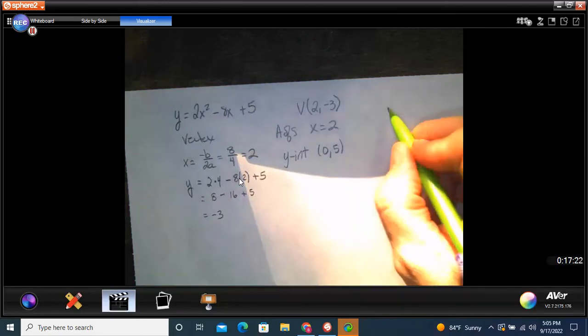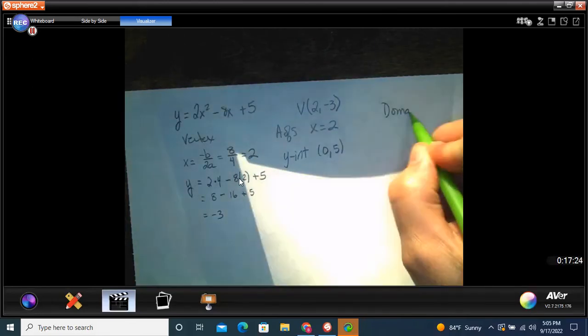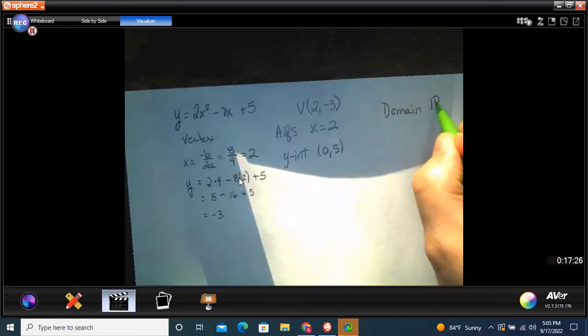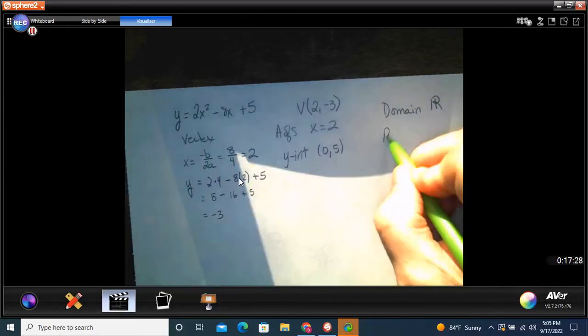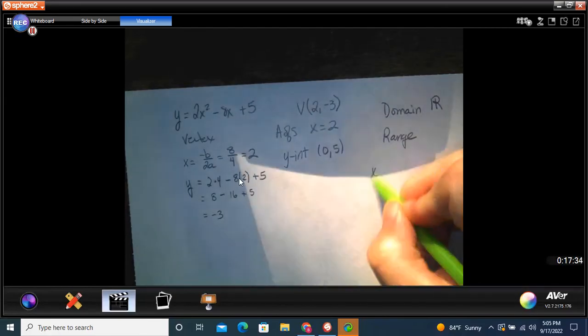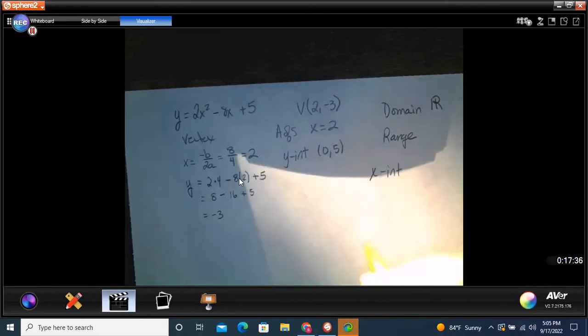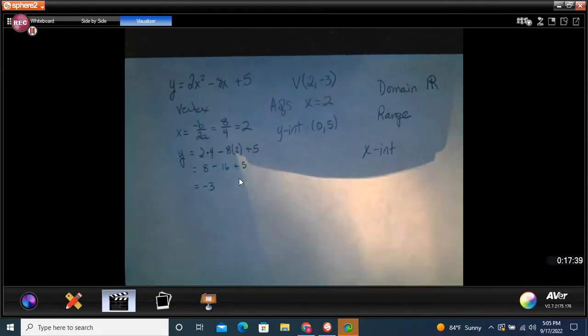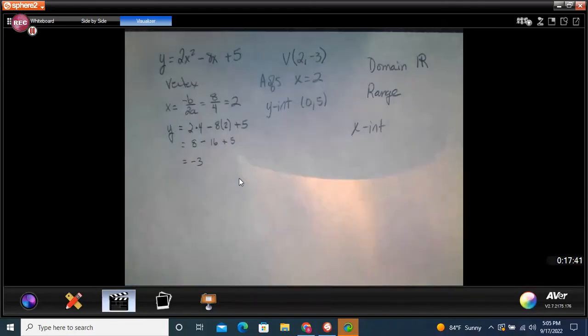And then I need domain. Domain is going to be all real numbers. And I need range, and I like to calculate that after I do the graph. And same with the x-intercept. Okay. So that brings us to the graph.